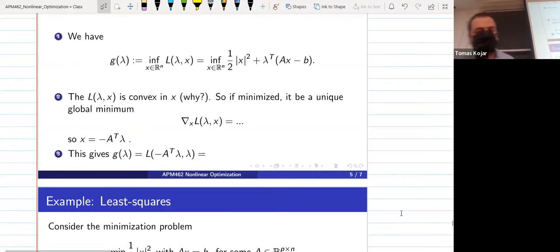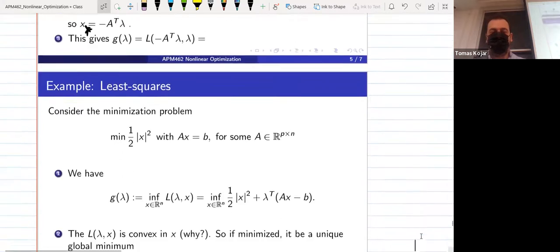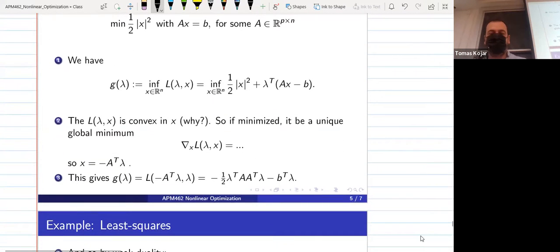So I just plugged it in. Fine, so you found your candidate. You plug it in. Now this guy, call it X star, is equal to lambda X star. So I plug in my guy. Hopefully I did it right. Yes. So this is the dual function for your problem.